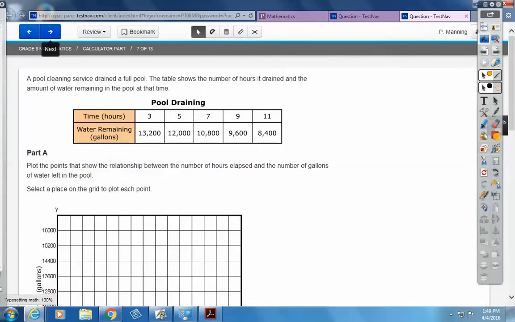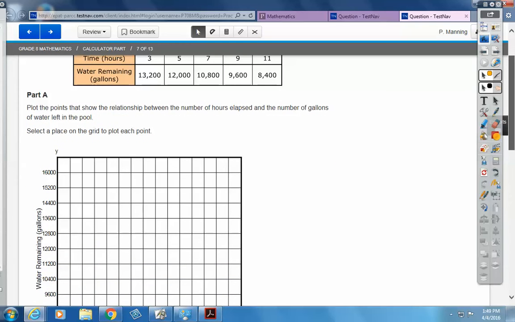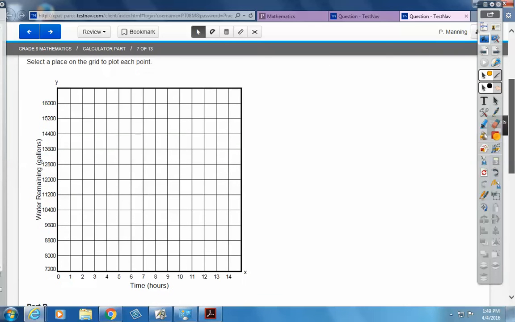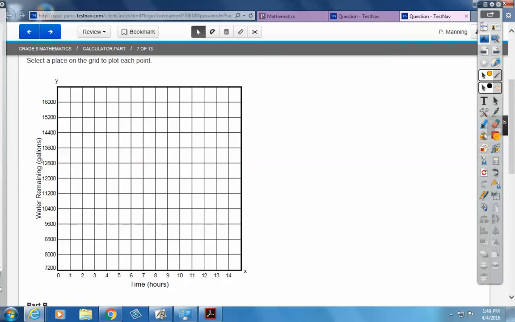All right. Number 7. The pool cleaning service drained a full pool. The table shows the number of hours it drained and the amount of water remaining in the pool at that time. Part A: plot the points to show the relationship between the number of hours elapsed and the number of gallons left in the pool. Select a place on the grid to plot each point. All right. So we have 3, and we notice that the scale on the x-axis is counting by 1. That's going to be helpful.